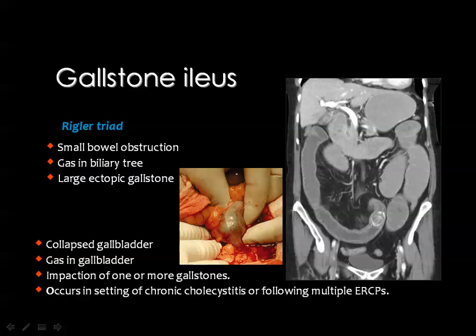And we have a diagnostic triad which is known as Rigler's triad: a small bowel obstruction, gas in the biliary tree because of the perforation of the gallbladder into the gastrointestinal tract, and the presence of a large ectopic gallstone, meaning that the gallstone is in the small bowel. Then the gallbladder is usually collapsed. It may contain gas which has got access into the gallbladder via the intestine, with impaction of one or more gallstones in the small bowel.